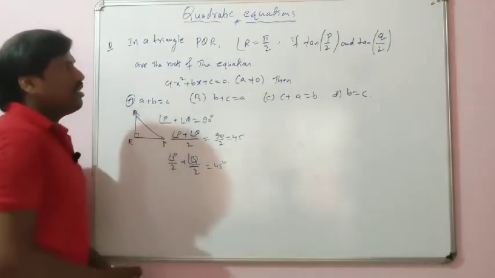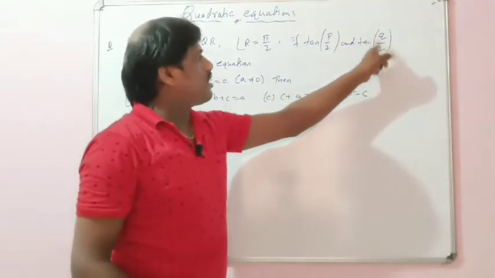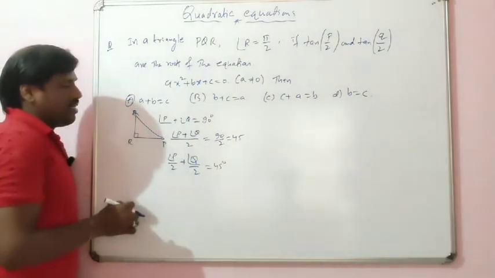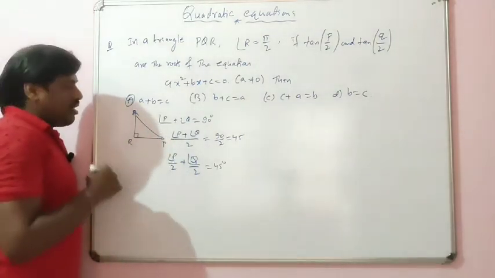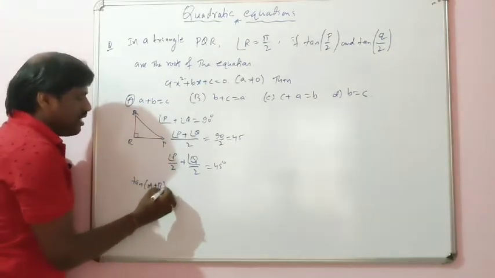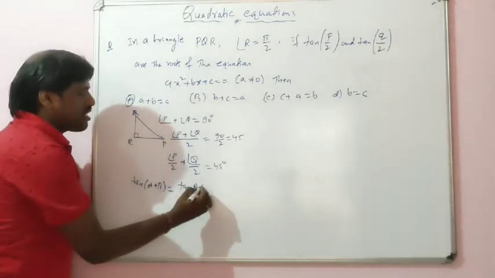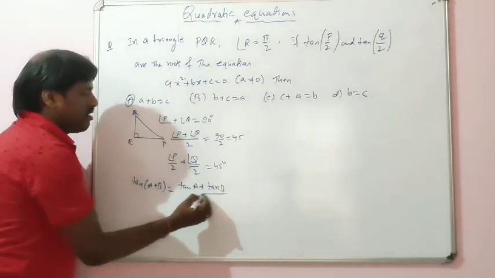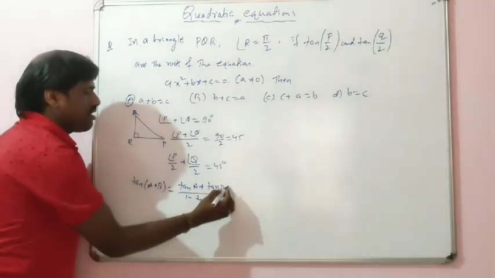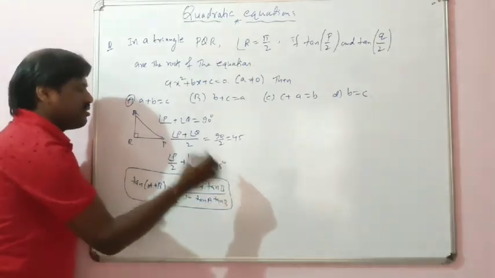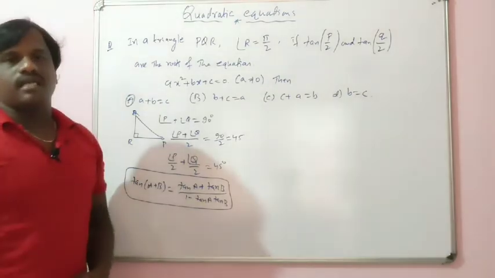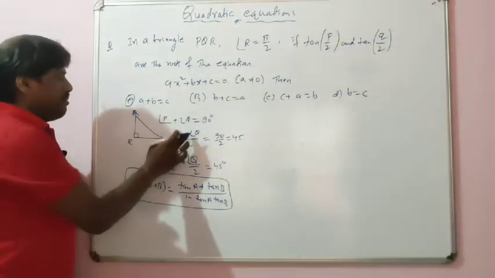Why did I take this one? You see here, P by 2 and Q by 2 are what is asked, so that is the reason I have separated this. Angle P by 2 plus angle Q by 2 is 45. Now you know the tan A plus B formula. Tan A plus B is tan A plus tan B divided by 1 minus tan A into tan B. This is the trigonometry formula you are going to learn very soon.